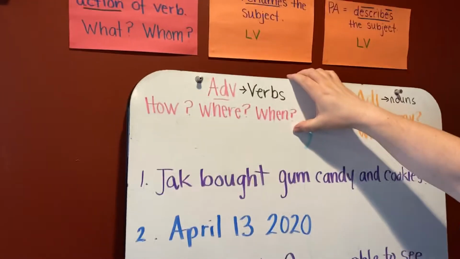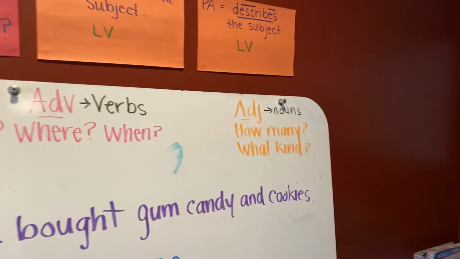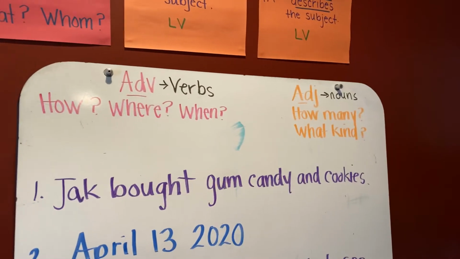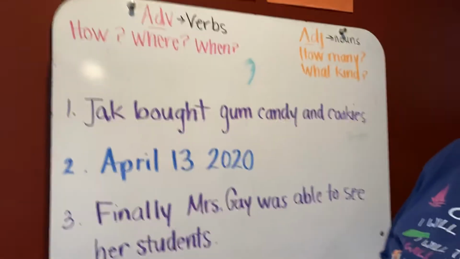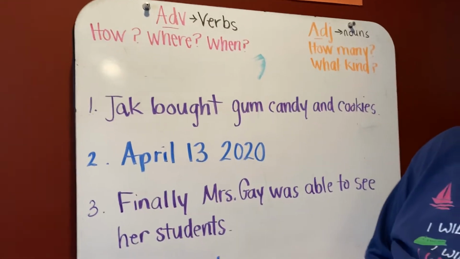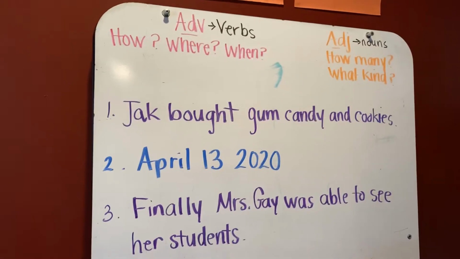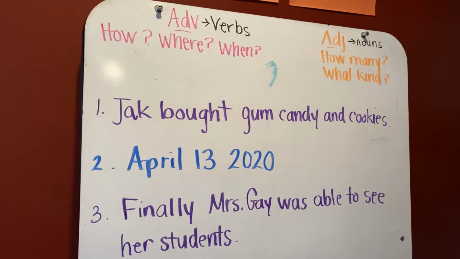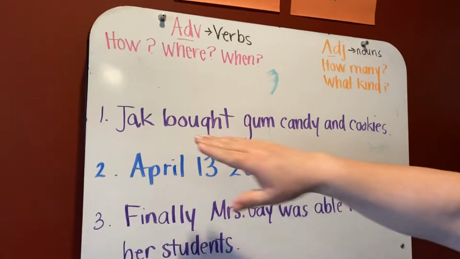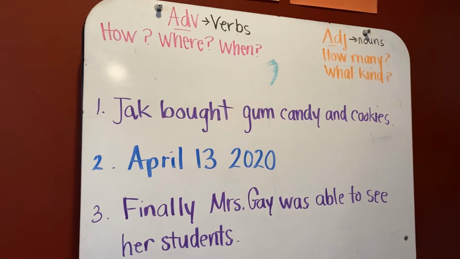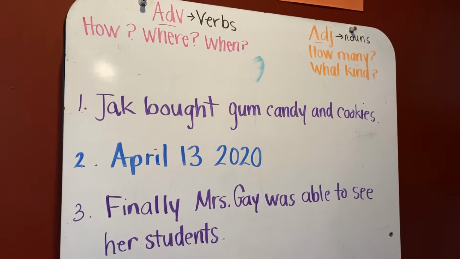So we've been dealing with adverbs and adjectives for quite a while, and these all come into play during this next part of the lesson, but we're going to do a little focus on commas today, and when to use commas in different scenarios. So let's look at sentence one, okay, so let me read it to you. Jack bought gum, candy, and cookies.